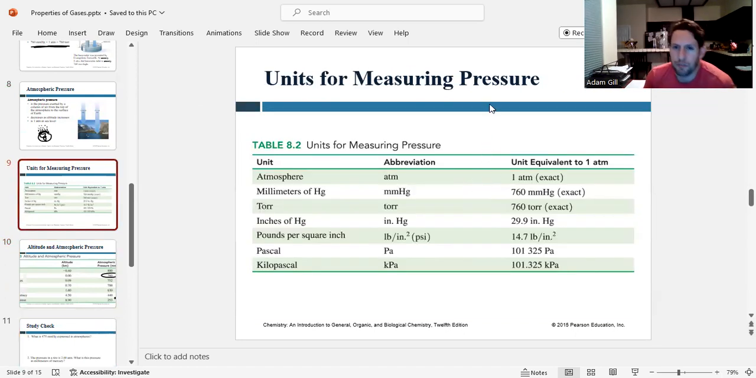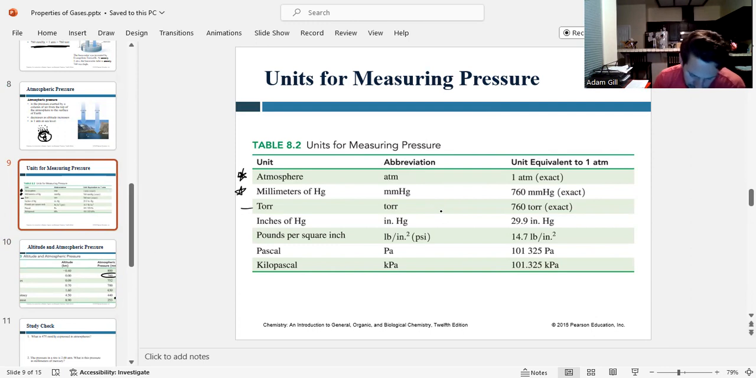And the units we use for measuring air pressure vary. So the unit that we'll be using mostly is atmospheres, and we abbreviate that as ATM. We'll also be using millimeters of mercury, and there are 760 millimeters of mercury in 1 atmosphere. A torr is the same thing as a millimeter of mercury.